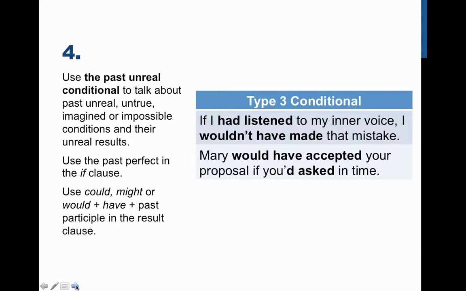We use the past unreal conditional to talk about past unreal, untrue, imagined, or impossible conditions and their unreal results. Use the past perfect in the if clause. Use could, would, might, plus have, plus the past participle in the result clause. If I had listened to my inner voice, I wouldn't have made that mistake. That means that I did not listen to my inner voice, and so I made a mistake.